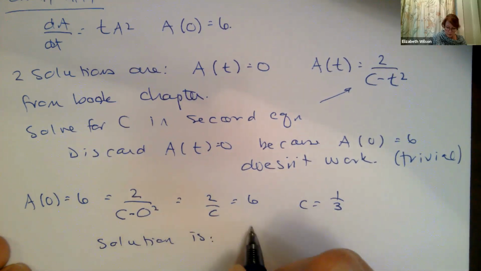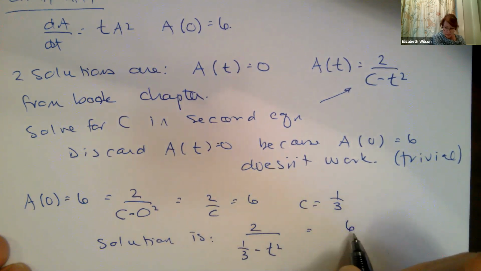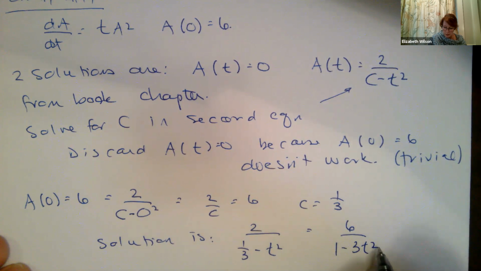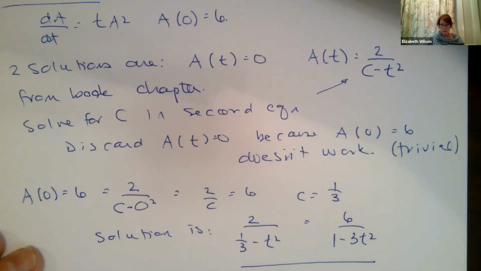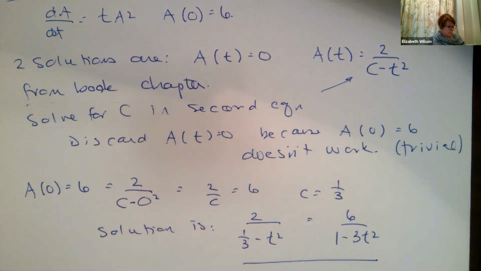The solution is 2 over (1/3 minus t) squared, which, if I clean it up, I can also get to 6 over (1 minus 3t) squared. Both of these are fine, however you want to make that work. Like I said, it's right from our book.